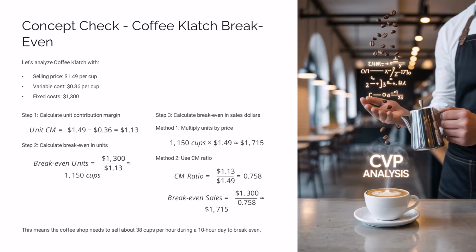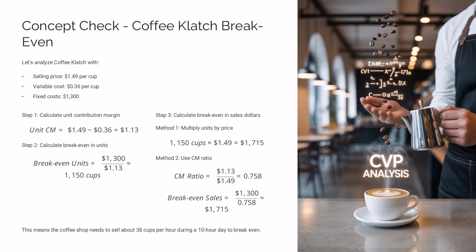Then break-even units equals $1,300 divided by $1.13, which is approximately 1,150 cups. And to find break-even in sales dollars, we can either multiply 1,150 cups times $1.49, which is approximately $1,715, or calculate CM ratio equals 1.13 divided by 1.49 equals 0.758.